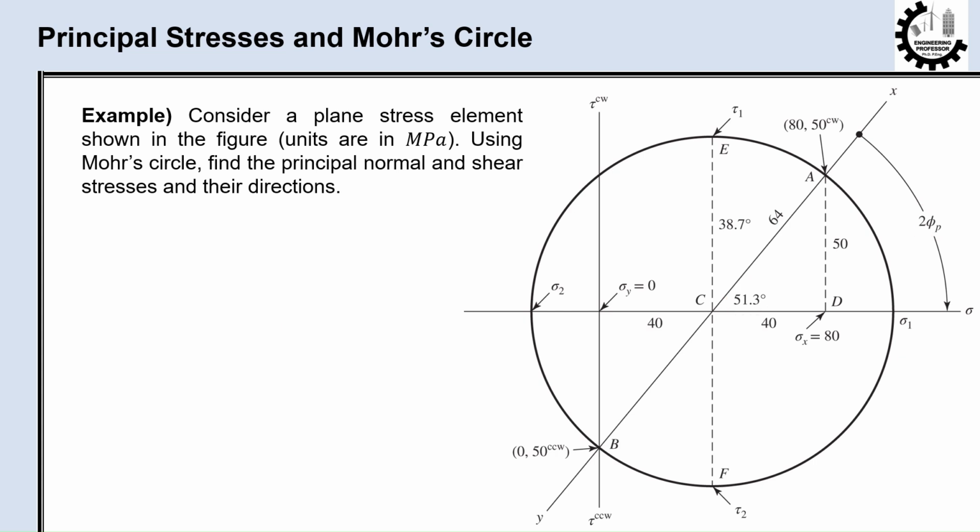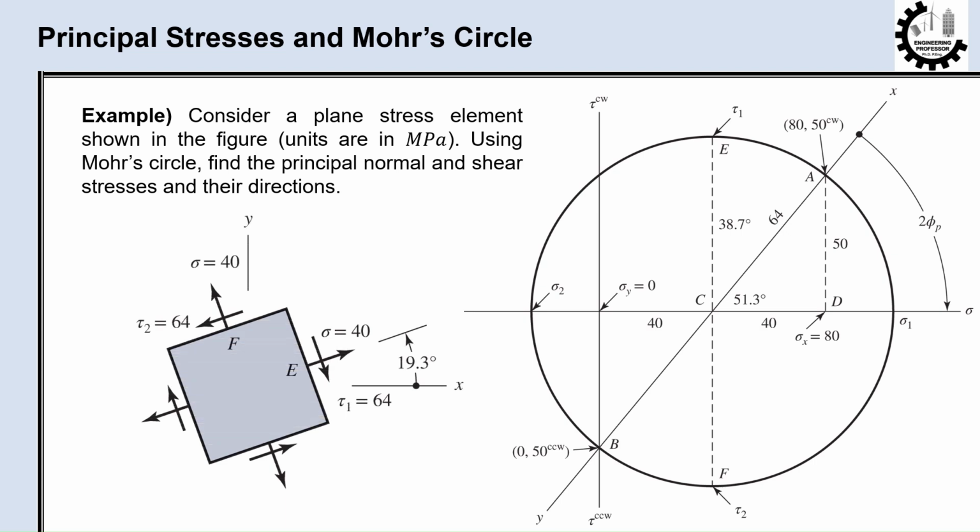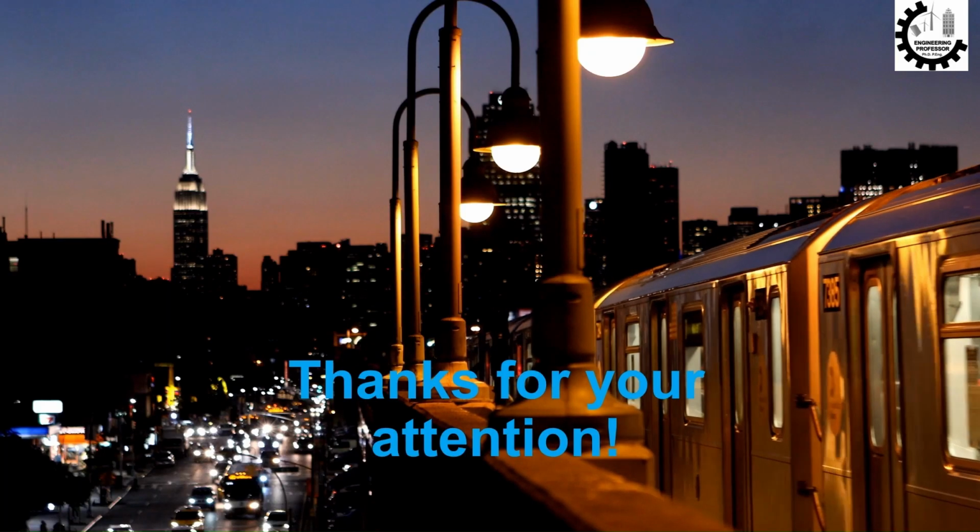Now, let's find the principal shear stresses. They occur at points E and F with values equal to plus or minus the circle's radius, so plus or minus 64. It's also clear that point E is 38.7 degrees counterclockwise from point A on Mohr's circle, which is our principal shear stress angle. In order to draw the stress element associated with principal shear stresses, we need to draw an element oriented 19.3 degrees, half of 38.7, counterclockwise from x. We have the shear stresses at 64 megapascals, and the normal stresses corresponding to these principal shear stresses are each 40 megapascals as shown. Please let me know if you have any questions.